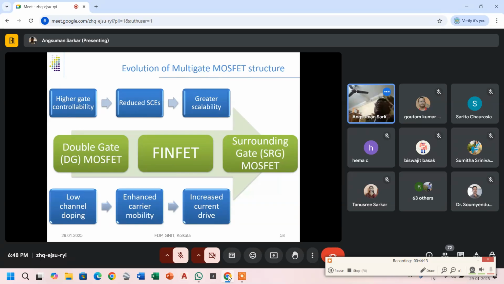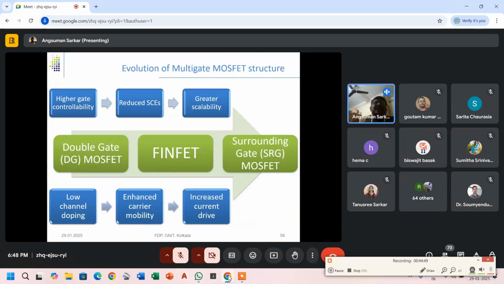So if instead of one single gate, you replace it using two gates, then the chances of failure or misbehavior become less. Similarly, if the channel is surrounded by three sides, left, right, and top, then the chances of that misbehavior become much lesser. So that is called the FinFET. FinFET is basically a multi-gate device and a three-terminal device. And if it is surrounded from every side, it is called a surrounding gate MOSFET.